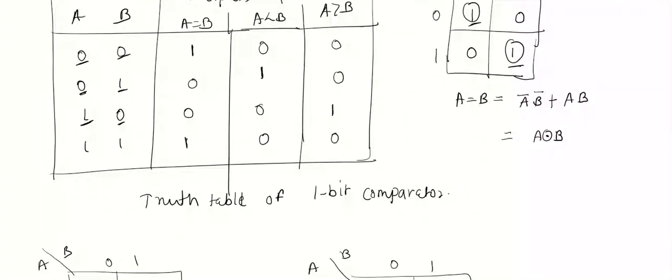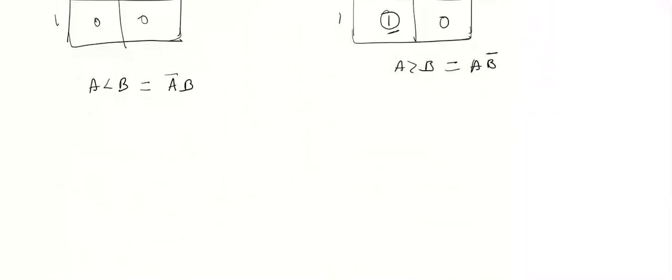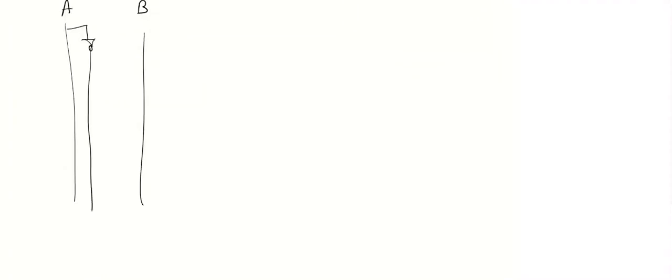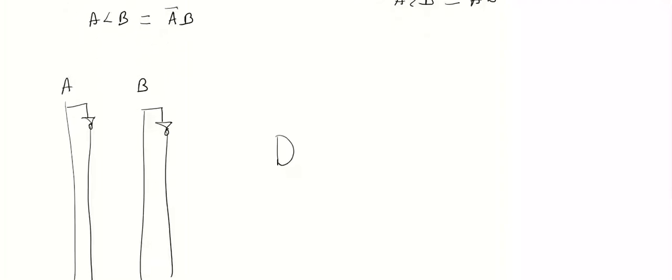we'll draw the logic circuit for the 1-bit comparator. We'll take the two common inputs, A and B. Again, we need the complement values, so we'll take the complements by using NOT gates. So this is A bar, and similarly the complement value B bar. Now to implement A greater than B, I have the expression A B bar. I will use an AND gate here, where the first input is A and the second input is B bar.